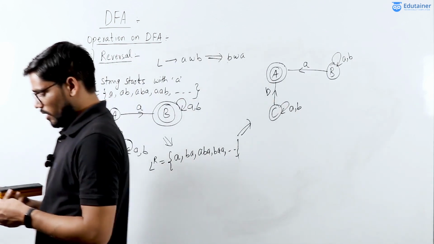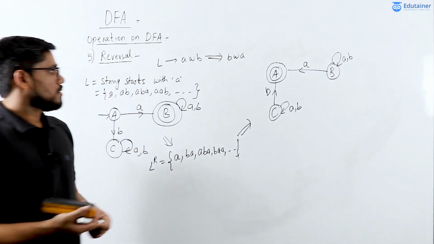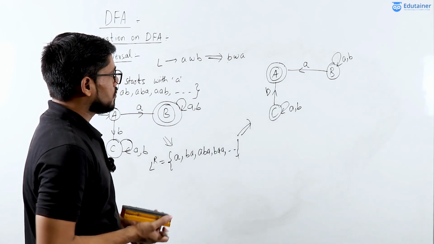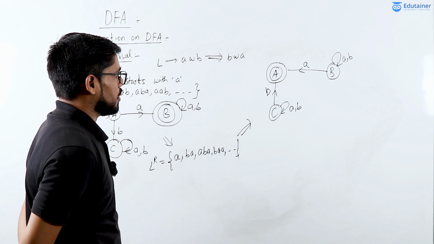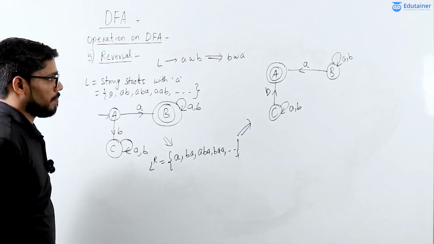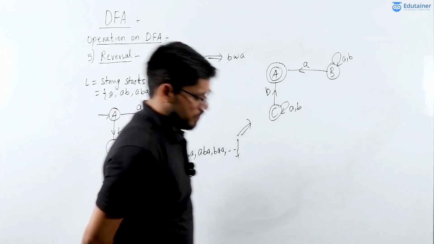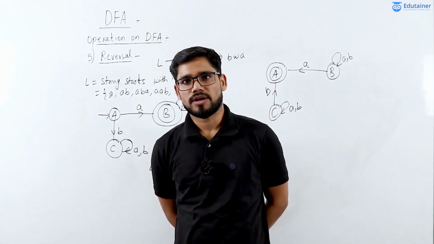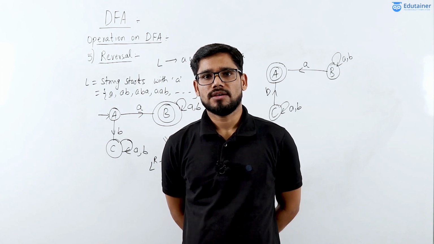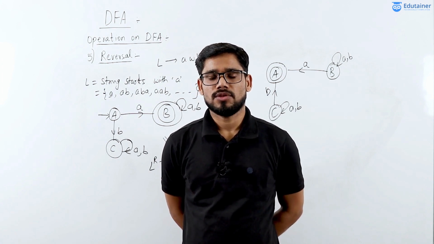Okay, so I think you understand the process of converting deterministic finite automata into its reversal form. So that's all about the operations on deterministic finite automata. In the next video we will see a new concept in theory of automata.